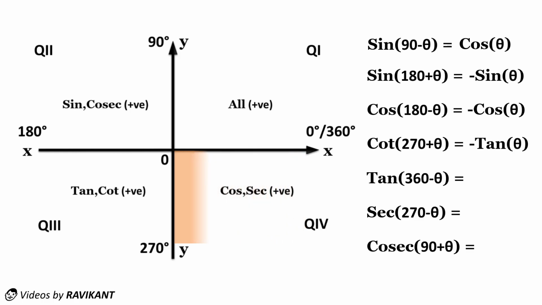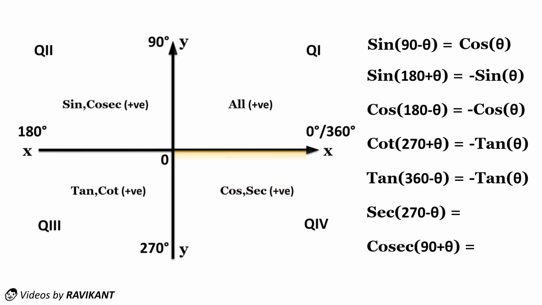Next we have tan 360 degree minus theta. Here the angle lies in fourth quadrant, and in this quadrant only cos and sec are positive, so tan would be negative, and it would remain as it is because the angle is 360 degree minus theta. So tan 360 degree minus theta is equals to minus tan theta.